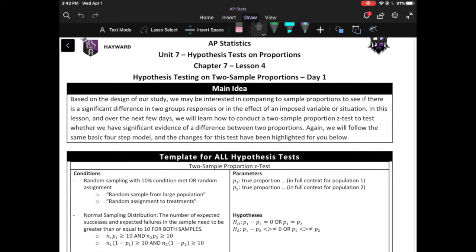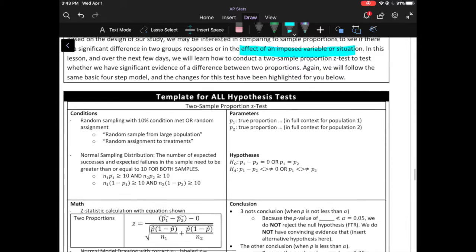Based on the design of our study, we may be interested in comparing two sample proportions to see if there is a significant difference in two groups' responses or in the effect of an imposed variable or situation. So what that is saying is that we're trying to see if treatments are affecting the two different groups. In this lesson and over the next few days, we will learn how to conduct a two-sample proportion z-test to test whether we have significant evidence of a difference between two proportions. Again, we will follow the same basic four-step model, so they're talking about the template, and the changes for these steps have been highlighted for you below.